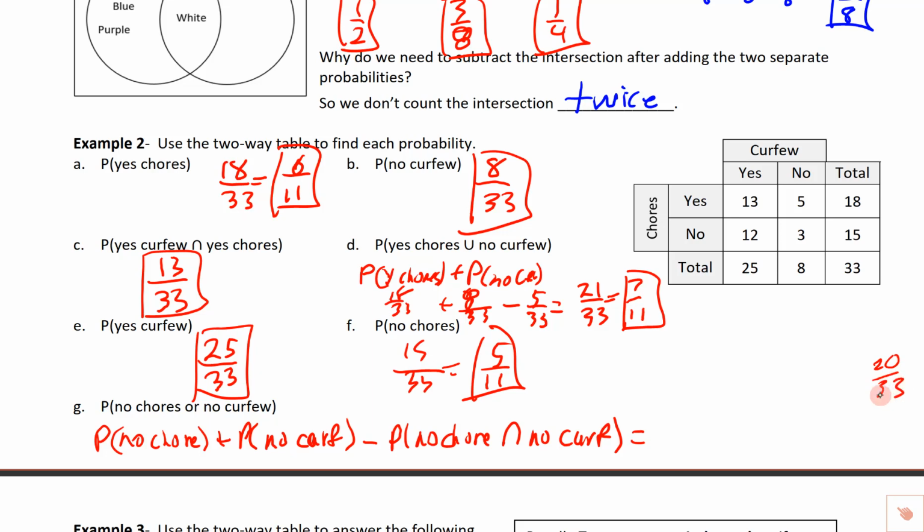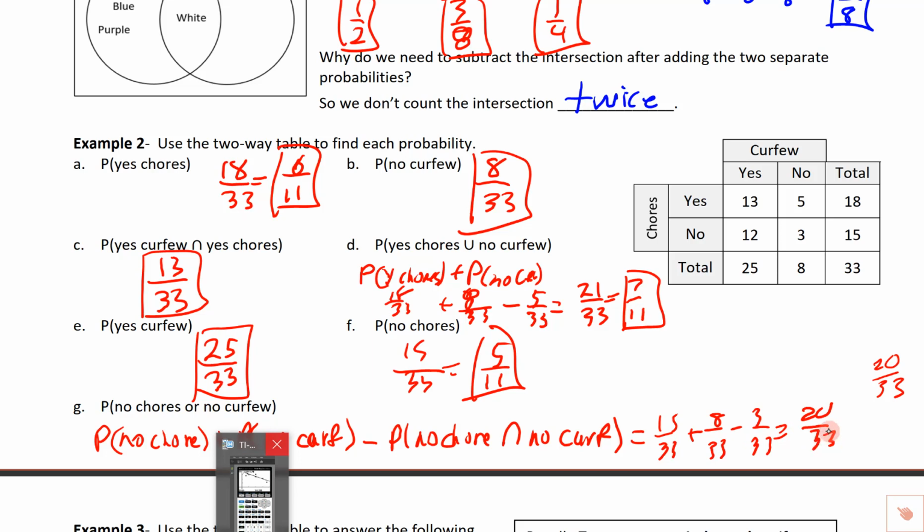20 out of 33? Yeah. Okay, let's check and see. I'm going to do it a couple different ways. Probability no chores. No chores was right here. That was 15/33. Plus the probability of no curfew. No curfew was up here. That was 8. So we should be able to do that. Okay, and then we're going to subtract off probability no chores and no curfew. We didn't have an intersection there, so we're going to have to figure that out. No chores and no curfew. That's going to be 3, right? So we're going to subtract off 3 out of 33. So this is 23 minus 3. So that's going to be 20 out of 33. Got the right answer. Okay, raise your hand if you got that.